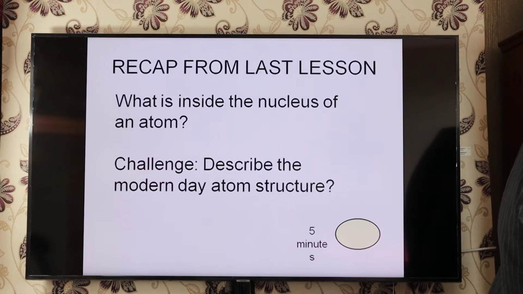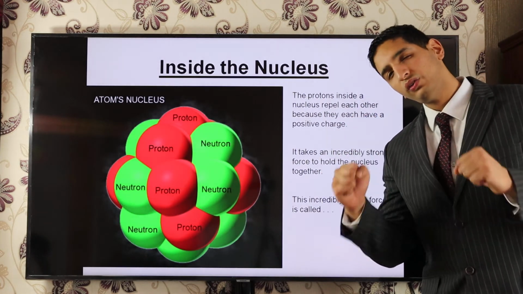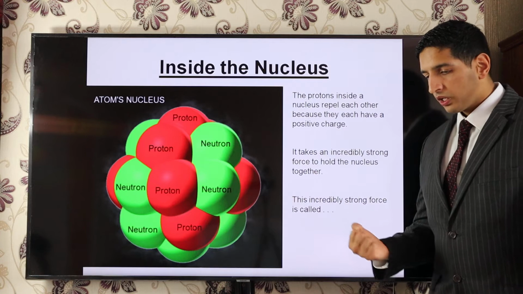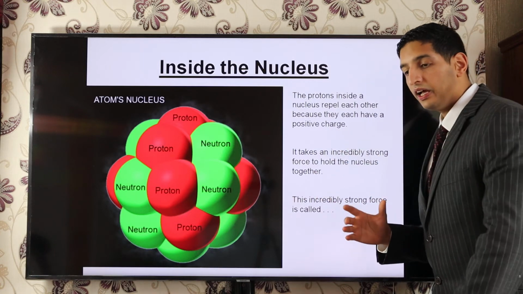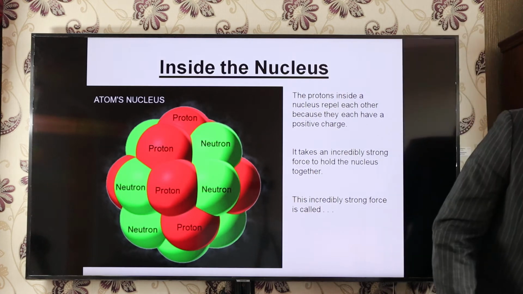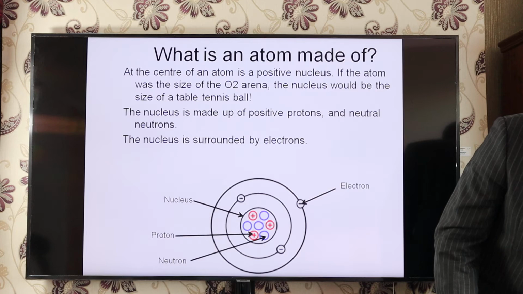The first most important thing is to understand what the modern day atom is and how it looks. The modern day atom has a nucleus, it has electron shells, and it has electrons. Let's have a look at how it looks. So this is how the modern day atom looks.